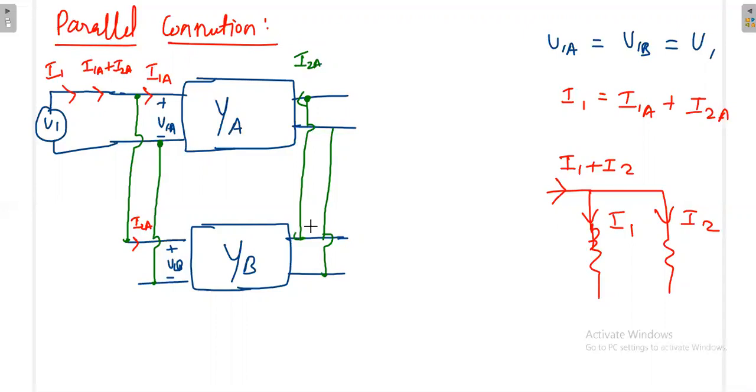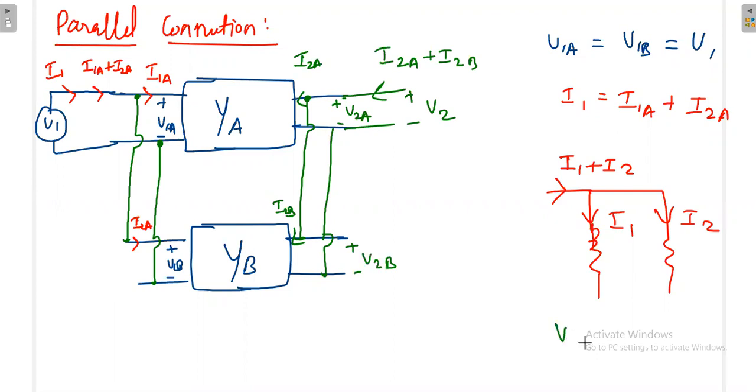I2A, again the current flowing here is I2B. Then what is the total current drawn from the network? Here I1A, here I2B, again this way. Then the final current is I2A and I2B, and again the voltage here is plus minus V2, that will be applied as plus minus V2A. The same will be applied as plus minus V2B. So again V2A is equal to V2B, which is equal to V2, whereas I2 is equal to I2A plus I2B.